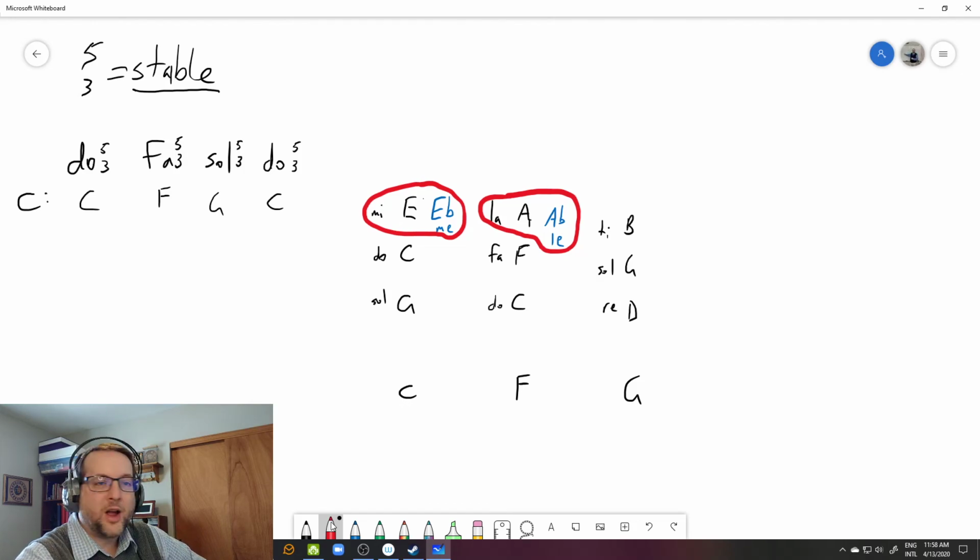And so these are our 5/3 chords on our primary triads. In the next video that goes along with this series, we're going to take a look at 6/3 chords and see how they are unstable chords that imply motion.